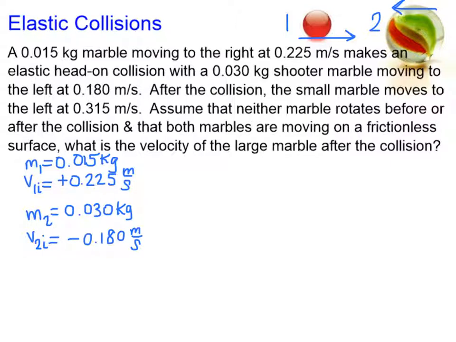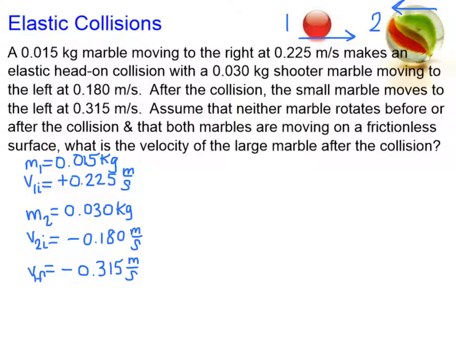So I have my masses here. I'm calling this ball 1 and this ball 2. The smaller one is 1. And since it is moving to the right, its initial velocity will be positive, and since this larger ball, ball number 2, is moving to the left, that initial velocity will be negative. So after the collision, the small marble moves to the left at 0.315 meters per second. I'm going to write that down as negative because it is moving to the left, and it is the velocity of marble 1 final.